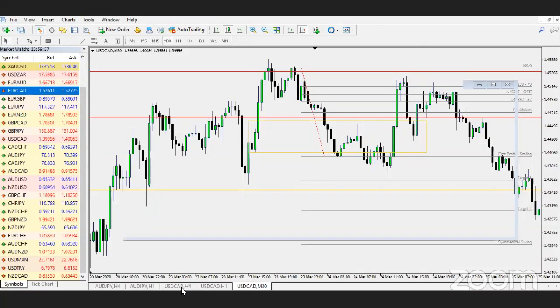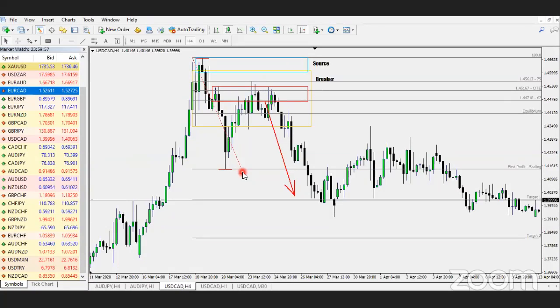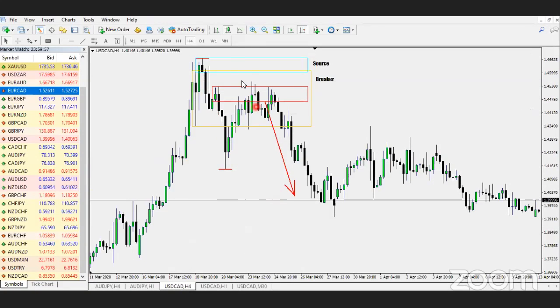So going back to our 4-hour, let me just explain again what I did here. We've marked up our source. We've marked up our breaker block after it created the breaker block. And when price retraced, we already have an order block inside of our breaker block. Now, remember in previous videos, we've said that when we have a source and a breaker, and sometimes even an order block intersecting, we have a very good chance of a high probability trade. So you will be looking for sells here.